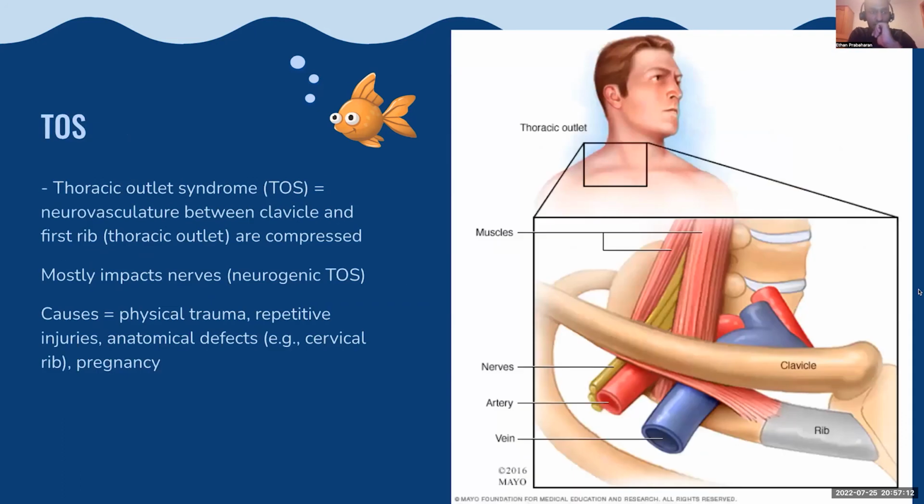Okay, let's jump to the next slide, and we'll just run through a couple of conditions which I think are relevant. Thoracic outlet syndrome, or TOS, is basically when the neurovasculature between your clavicle, your collarbone, and your first rib becomes compressed. It mostly impacts nerves, I think 95% of the time, and is then called neurogenic thoracic outlet syndrome. You can get thoracic outlet syndrome from a bunch of different things: trauma, anything that alters the position of your ribs or bones. So trauma, repeat injuries, anatomical defects, including an extra rib, and even pregnancy as well.